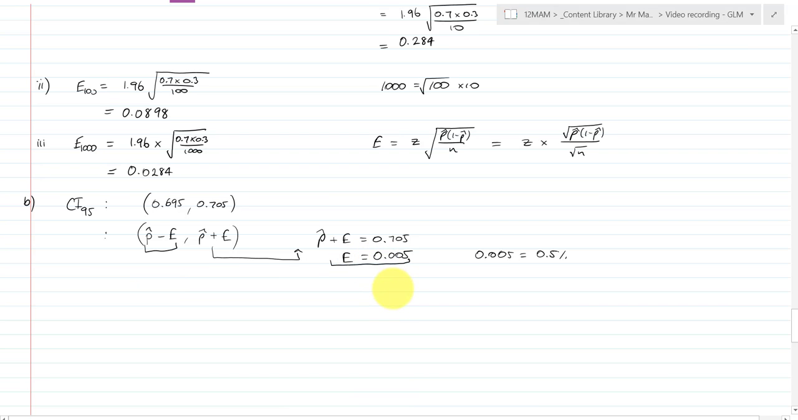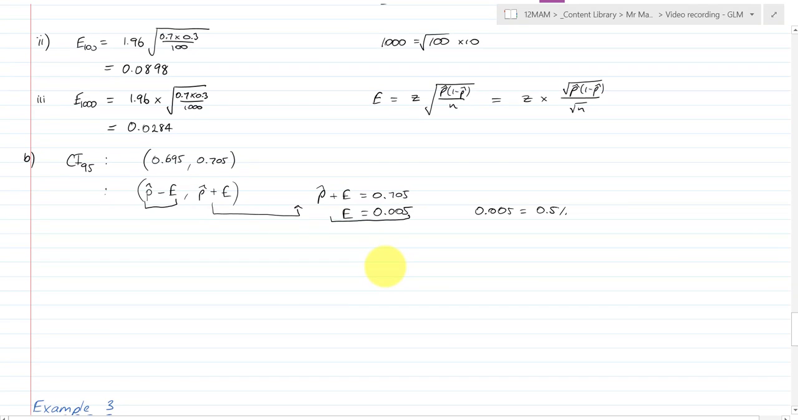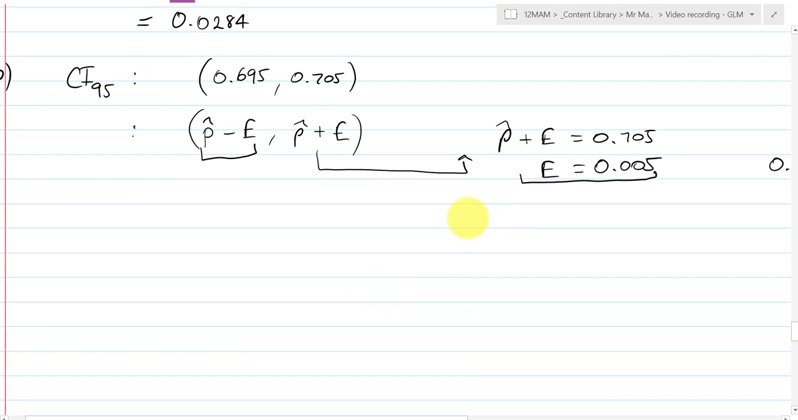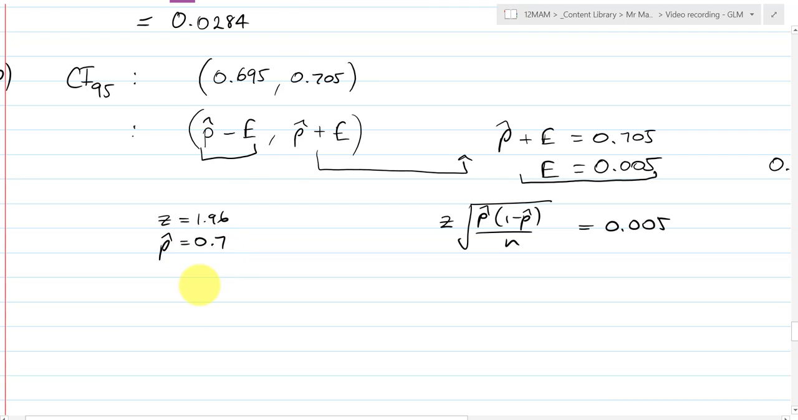Now, I want that E to be 0.005, and so of course I'm going to go back and put in my E value and determine the N value that will allow that to happen. So I'm going to zoom in here as we're doing this working. So my E value comes from Z times the square root of P hat 1 minus P hat over N, which equals 0.005. Now, I'm very much for doing the rearranging before I substitute in. I do know that Z is equal to 1.96. I do know that P hat is equal to 0.7, but I'm going to substitute in after I've rearranged. So the rearrangement's not too hard. First, I'll do one step at a time.